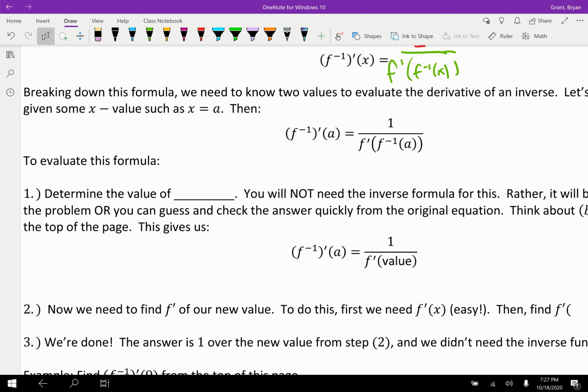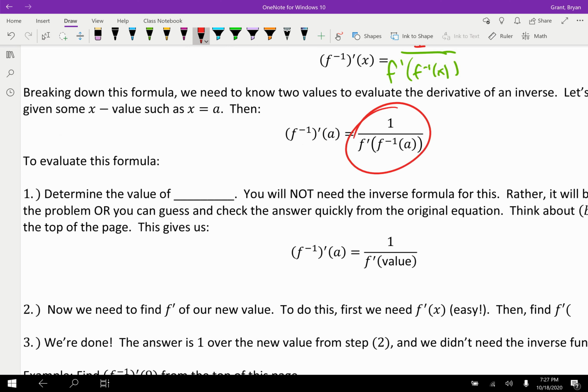It's exciting. Well, how do we actually use this? A lot of students struggle because what the problem is going to say is, here is what we want you to do. We want you to find the derivative of the inverse at this value a. And you're like, cool, I know how to do that. That means I work with this formula over here. And you're right. But in order to evaluate this formula, you do need to be good with order of operations. We need to start with the inside first. So we need to determine the value of the inverse at a. How do we do that?